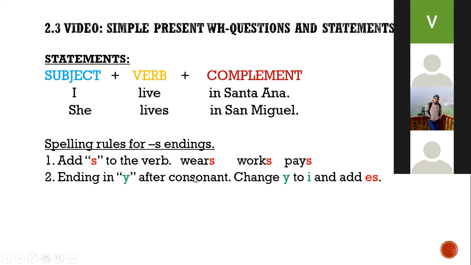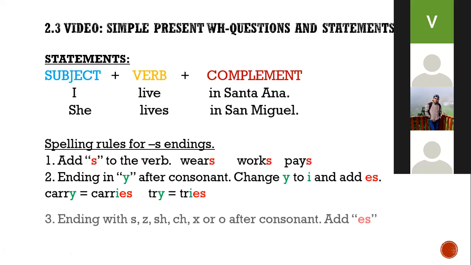Ending in Y after consonant. Los verbos que terminan en Y después de una consonante. Lo que vamos a hacer es cambiar esa Y y le vamos a agregar la I, the white Y, la Y por la I latina, right? For example, carry, llevar. We change the Y to I, cambiamos la Y por I aquí, y luego le agregamos ES. Carry, carries. I carry, he carries. You carry, she carries. Try. Veronica, I try and Veronica tries.